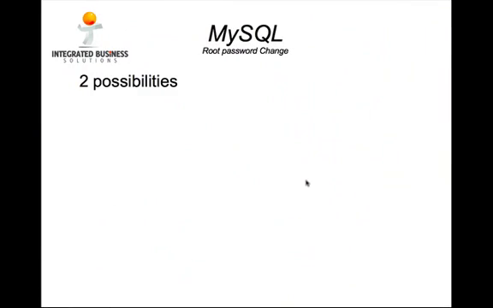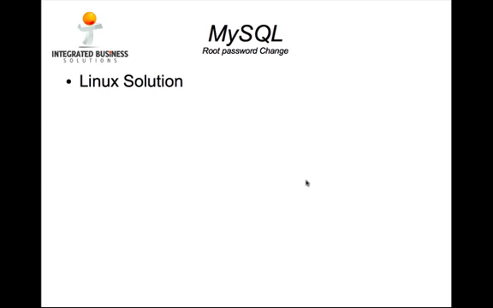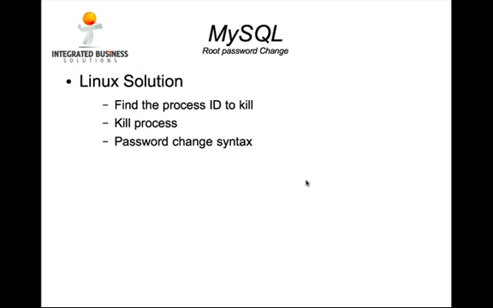In changing the root password, there are two possibilities. One is a Linux-based solution, or two, a more generic solution which works on both Windows and Linux. The first possibility is the Linux solution. What we'll demonstrate in this screencast is finding the process identifier to kill, killing that process, issuing a password change syntax which we'll place into a file, then we'll launch MySQL server with an initialization file which is going to change that password, and then we'll stop and restart the MySQL server.